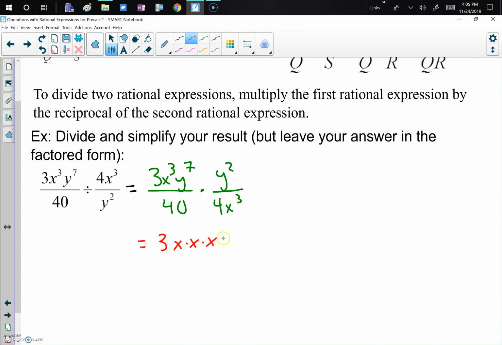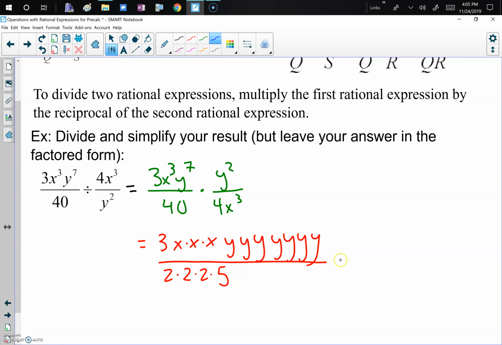So 3x cubed and y to the 7th, 3, 4, 5, 6, 7. And then 40 can be broken down as 2 times 20, which is 2 times 10, which is 2 times 5. Now, if this looks like a more complicated way of doing the division, there are faster ways. If you know about the power rules and how division of powers work, then you can definitely go that route and avoid writing out all the factors.